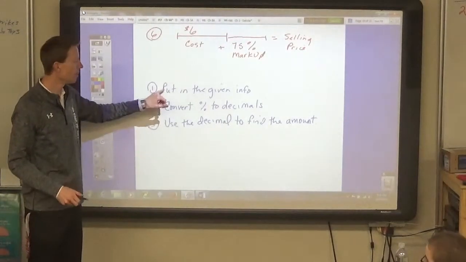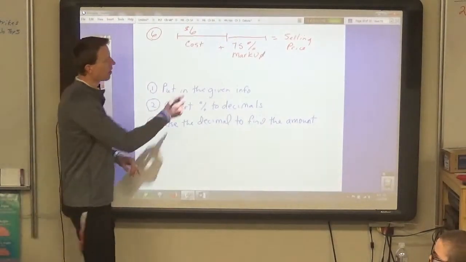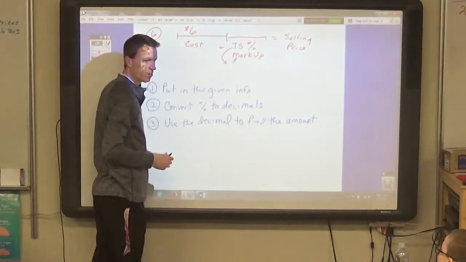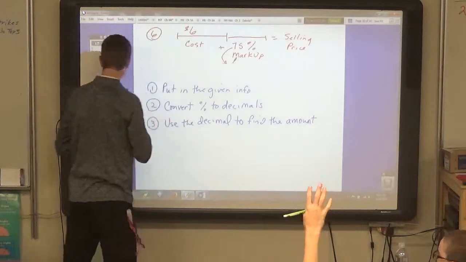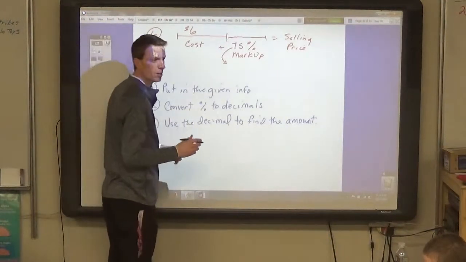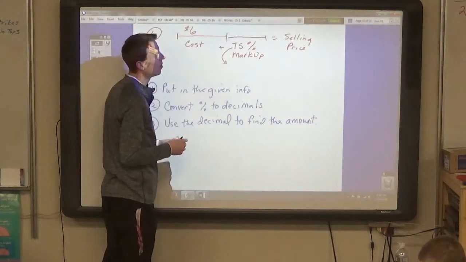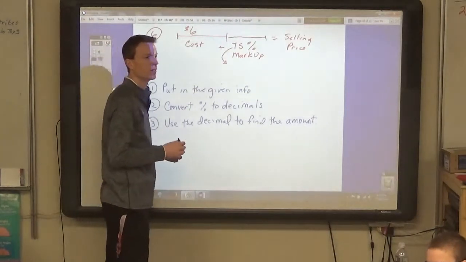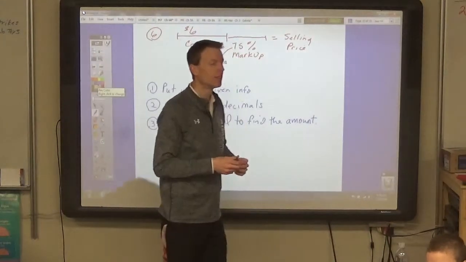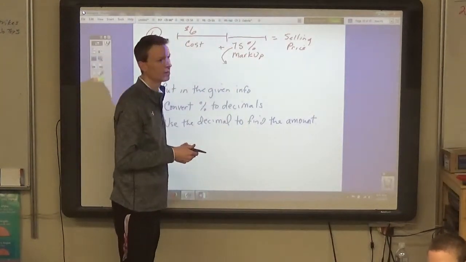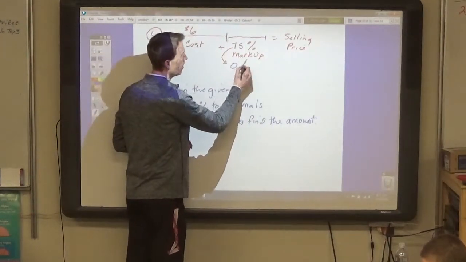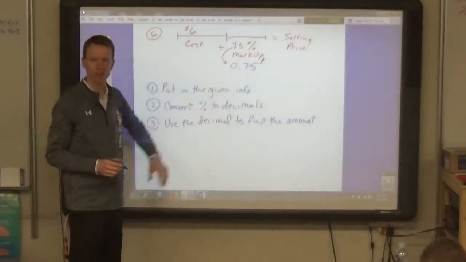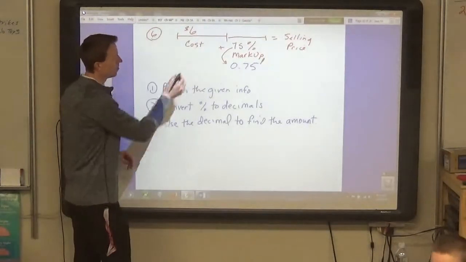So we have to do the same thing. Put in the given information. Convert this to a decimal. What is this as a decimal? Johnny? What is this as a decimal? Yep. What do we do with this, Caleb? What do you do with 0.75? Multiply it by 6. Good.